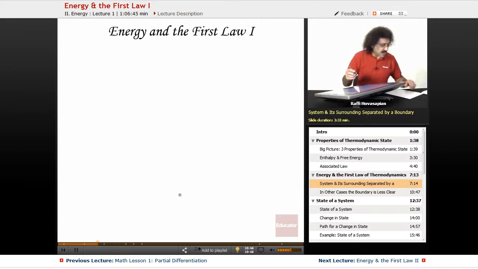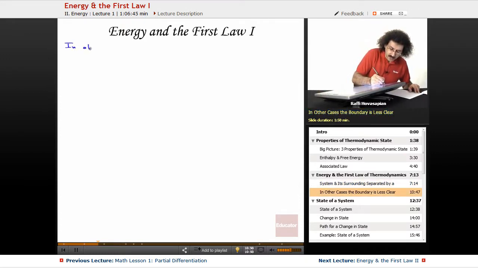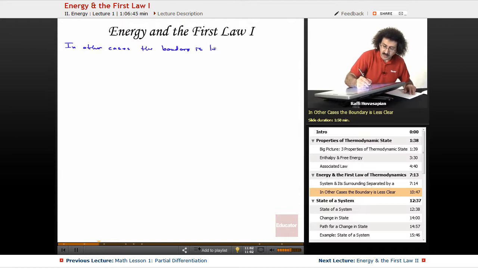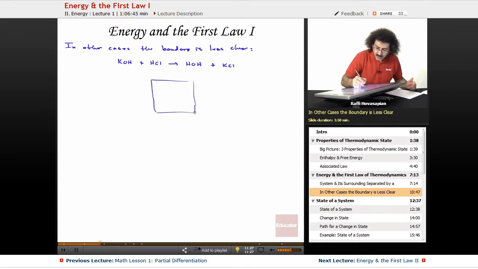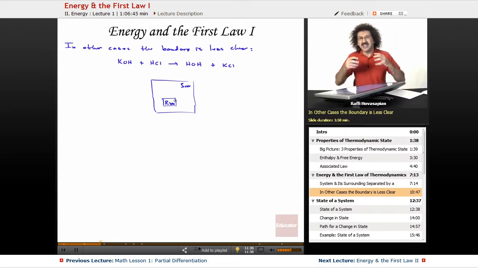And this is often the case in chemistry. So in other cases, the boundary is less clear. A perfect example of that is, let's say, the reaction of potassium hydroxide plus hydrochloric acid giving us water. I tend to write water as HOH just to remind myself that it is an H and an OH in a neutralization reaction, plus potassium chloride. Well, in this particular case, the surroundings is the water. The system is the reaction itself. There is no clear, distinct boundary that we can see when it comes to a reaction. We're running a reaction in an aqueous medium. The reaction is either going to be endothermic or exothermic. It's going to absorb heat or release heat.